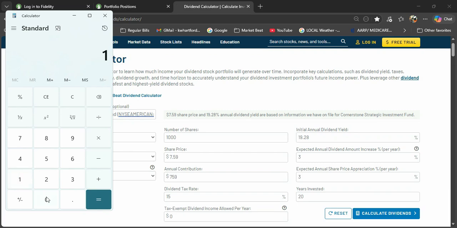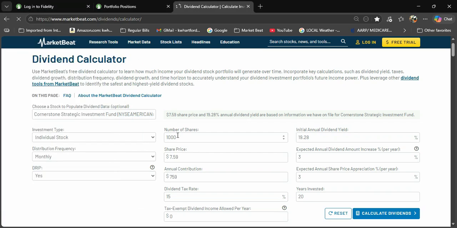So $1,000 divided by 7.59, we're going to ask them to, let's call it 132 shares. So they're going to need 132 shares at $7.59. Now we can contribute more, but we're just going to leave it at zero for this example. We'll leave out any tax differentials, 0.